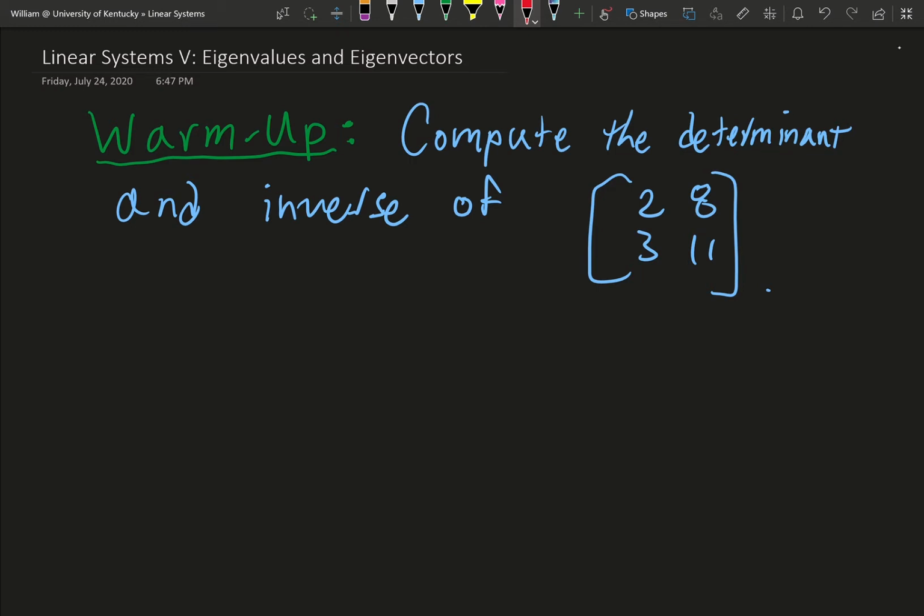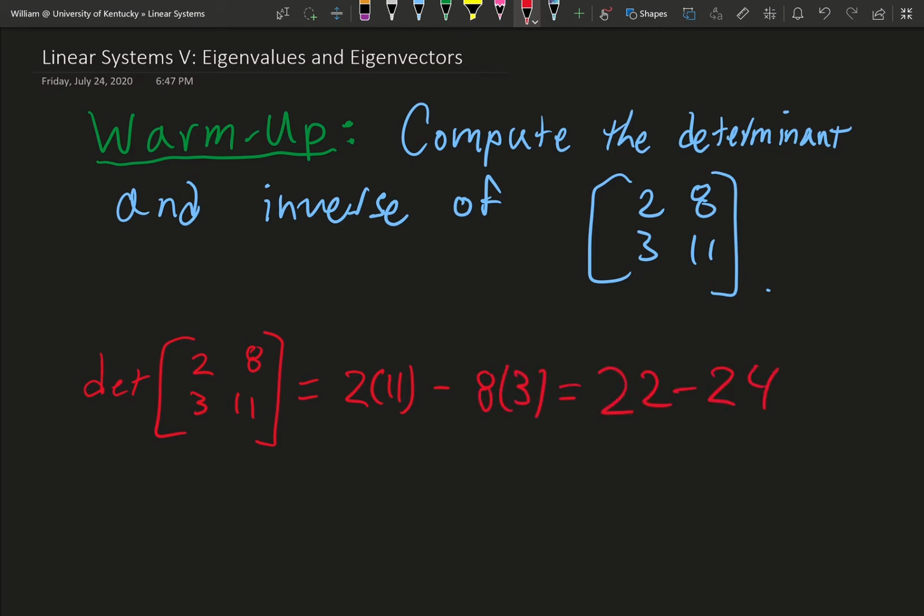So for the determinant of [[2, 8], [3, 11]], just do 2 times 11 minus 8 times 3, 22 minus 24, for a determinant of -2. Once we have that, one over our determinant of -2, swap the middle entries and make the other entries negative.